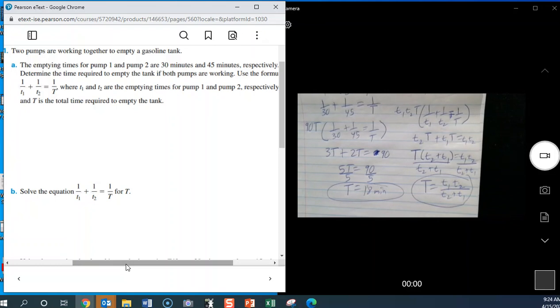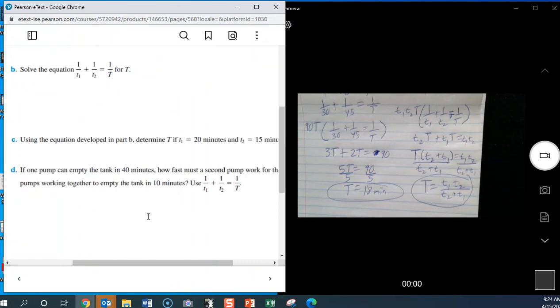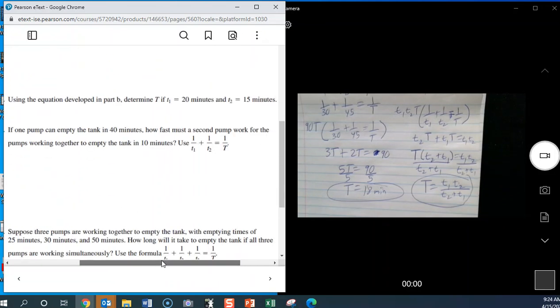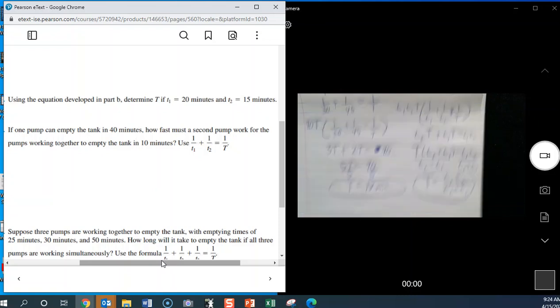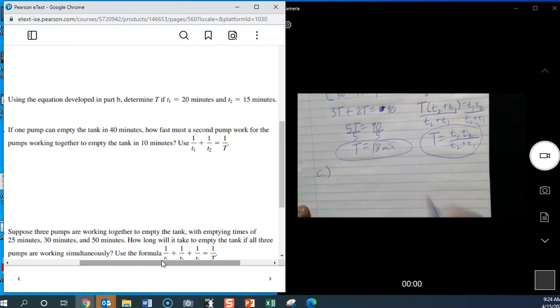Okay, now we move on to problem C. It says using the equation developed in part B, determine T if T sub 1 is 20 minutes and T sub 2 is 15 minutes. So our equation here is T is equal to T sub 1 times T sub 2 all over T sub 2 plus T sub 1. So now we're going to substitute. T sub 1 is 20, and T sub 2 is 15.